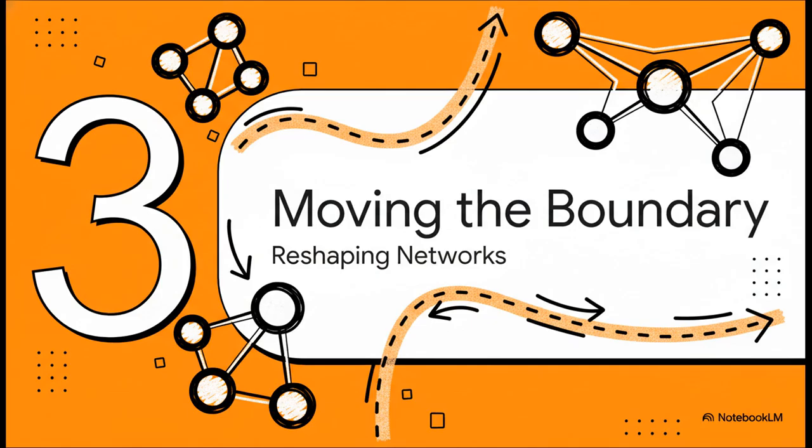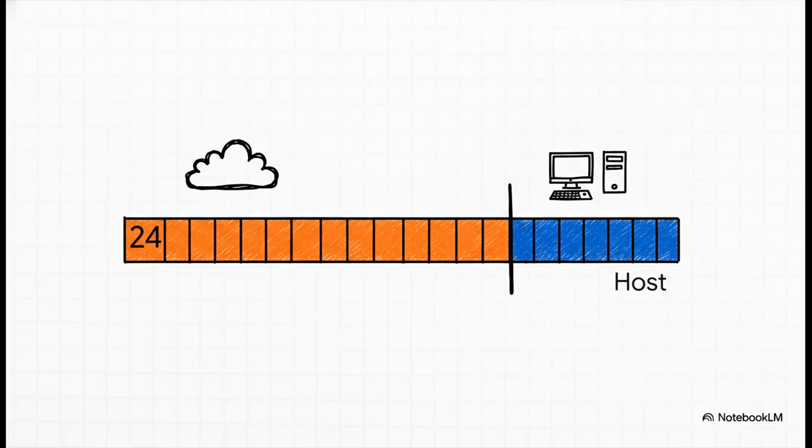Okay, this is where the light bulb really goes on. Let's actually visualize how changing that little prefix number literally reshapes the entire network just by moving that boundary line we've been talking about. All right, so here's our starting point, a classic /24 network. The first 24 bits are for the network, and that leaves the last 8 bits for all of our devices, our hosts. That gives us a pretty decent amount of space.